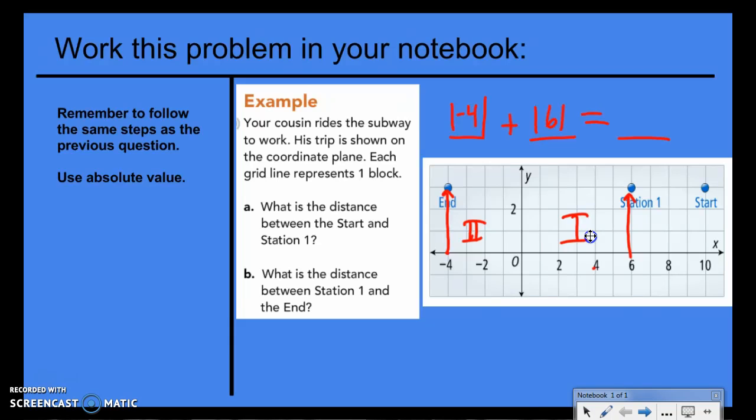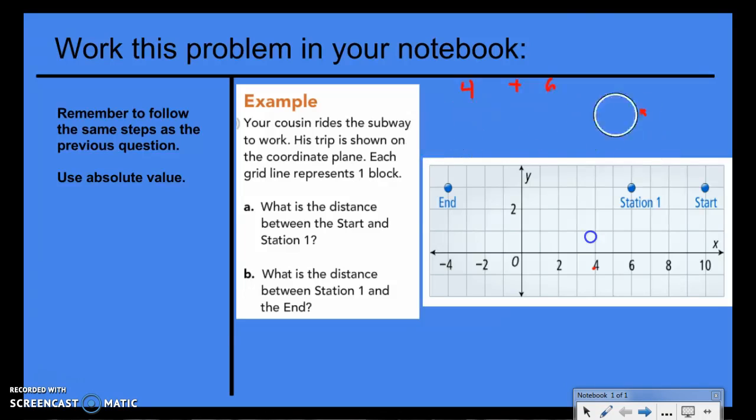We talked about absolute value a lot. We know that a negative number doesn't talk about distance. So the absolute value of negative 4 would just be positive 4. Negative 4 is 4 spaces away from 0. And the absolute value of 6 is just 6. So if you were to add 4 plus 6, well, that'll give us 10. Okay?